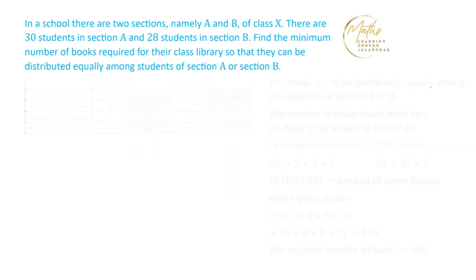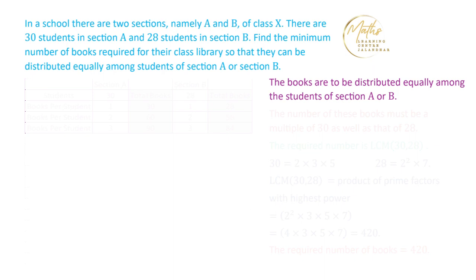Next, in a school there are 2 sections, namely A and B of class 10. There are 30 students in section A and 28 students in section B. Find the minimum number of books required for their class library so that they can be distributed equally among the students of section A and B. So what is given to us in this question is that the books are to be distributed equally among the students of section A and B.